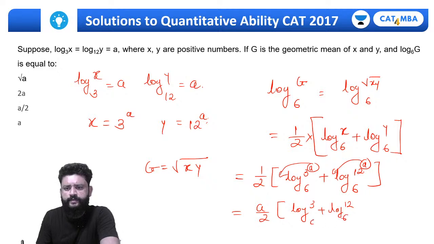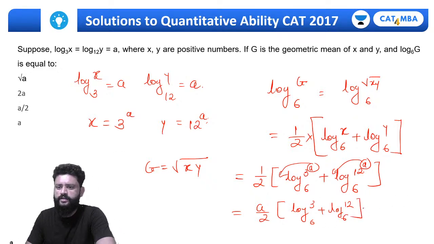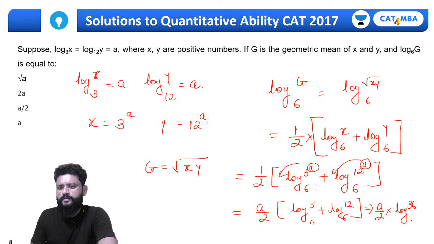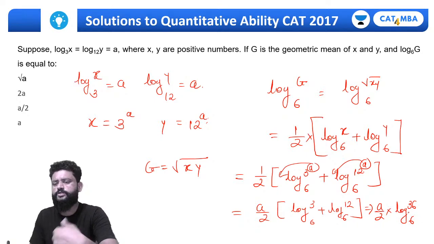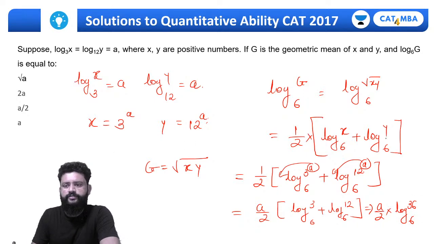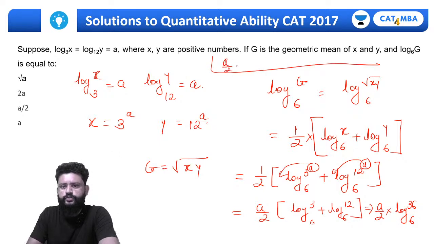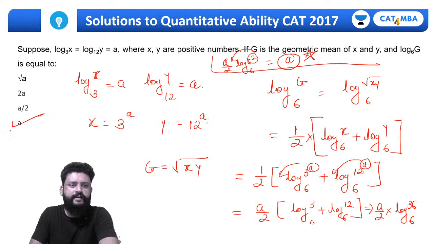दोनों का बेस 6 है. 3 plus 12, यहाँ पे मल्टीप्लाई होता है. 3 into 12 is 36, which comes out to be A by 2 into log of 36 to the base 6. 36 is 6 square. So what you can write, final step, it will be A by 2 into log of 6 square to the base 6. 2 आगे आ जाएगा, get cancelled, log 6 to the base 6 will be 1. So final answer will be just A. That's an easy question on logarithm you can get.